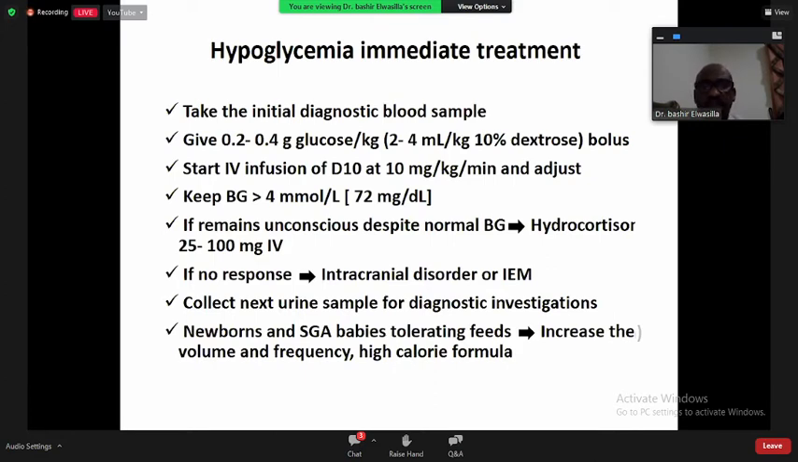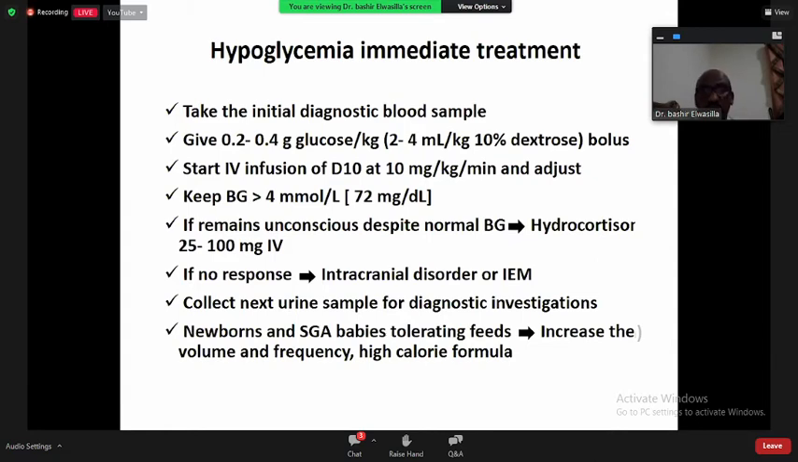If the child remains unconscious despite normal blood glucose, consider hydrocortisone, usually from 25 to 100 milligrams IV according to age. In less than 2 years, you give 25. From 2 to 5 years, you give 50. For more than 5 years, you give 100 milligrams IV. And if no response, think about intracranial disorder or inborn error of metabolism. Then you collect the next urine sample for diagnostic investigation.